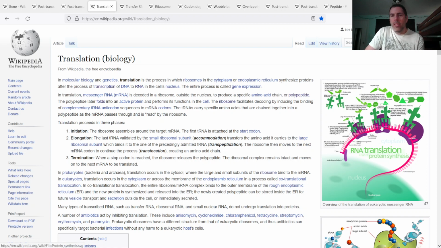So translation is the process of having this messenger RNA, attaching some ribosome to it, and then using transfer RNAs to attach amino acids to the growing polypeptide chain. So the three main general steps are initiation of the process, elongation of the polypeptide, and then termination of the process.